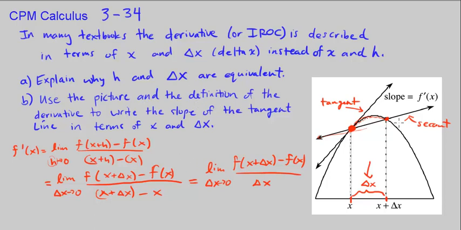As this difference, delta x, becomes smaller and smaller, we're shoving this point to the left, approaching x. As the difference approaches 0, we're making these 2 points into 1 point and we get our tangent line. Or you could say it's the slope of the tangent line in terms of x and delta x. So here is the equation. And this ends CPM Calculus Chapter 3, number 34.